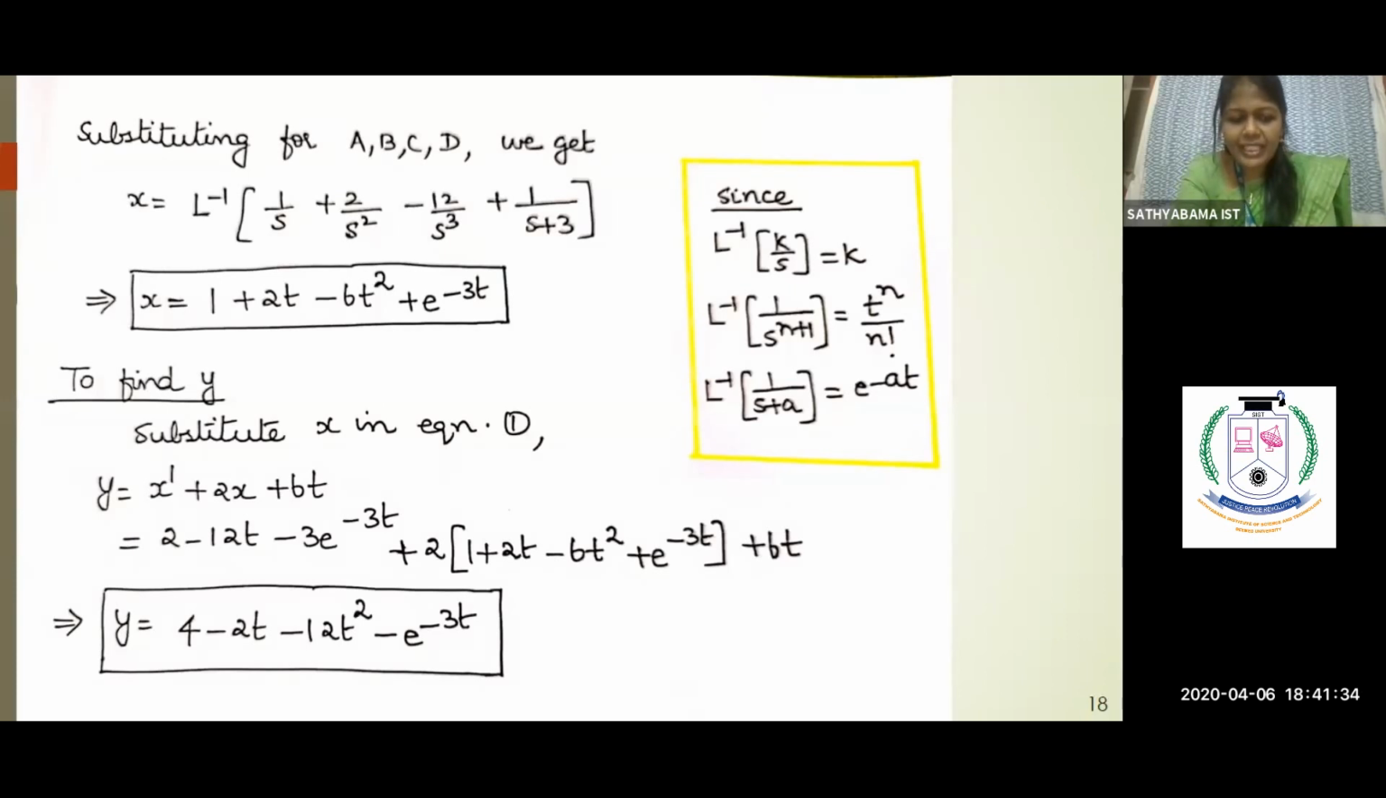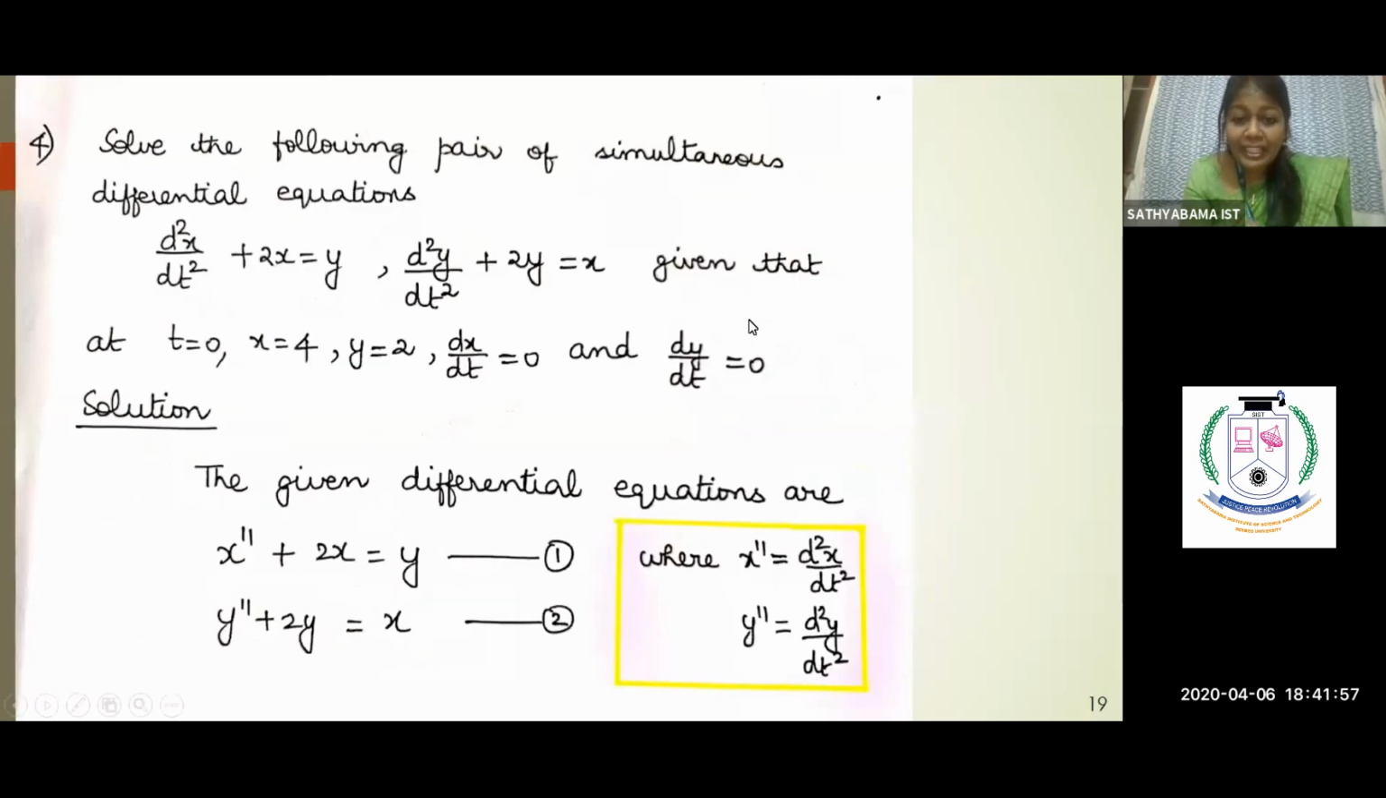Simplifying this, collect all the constants, collect all the t terms, collect all the e power minus 3t terms. You get the answer. That's y value. 4 minus 2t minus 12t square minus e power minus 3t. So we found x and y, and hence the problem is over. All right. So I have just one more problem with me now. I thought I'll quickly go through. Let's just do this quickly. Because by now I hope you're all through with the procedure.